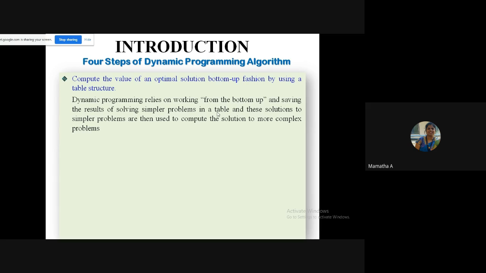I'll store it in a table. And later, solutions to simpler problems will be used to compute the solution to the more complex one, to the next level, right? So here you use a bottom-up fashion of solving the problem and store it in a table, which is called memoization, so that it can be reused.